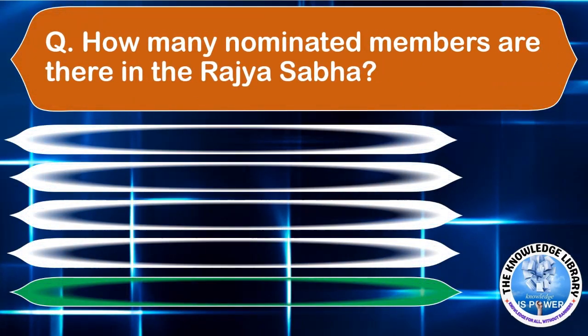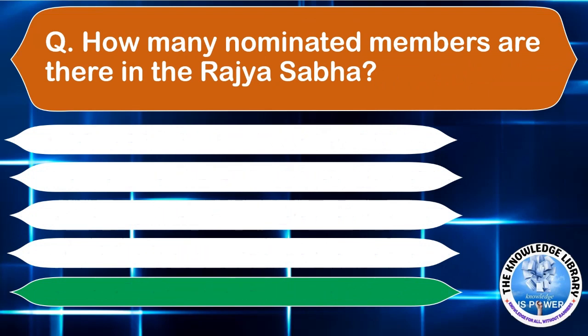How many nominated members are there in the Rajya Sabha? Option A 2. Option B 10. Option C 12. Or option D 15. The correct answer is option C 12. Moving to the next question.